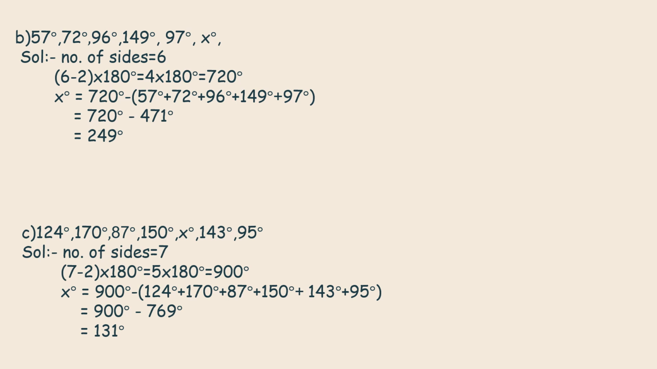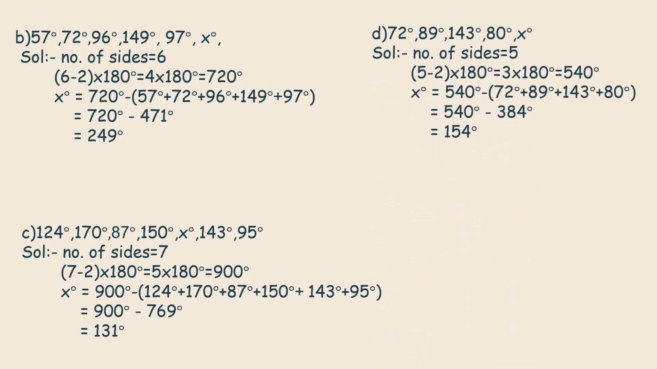Similarly, in case of C, how many angles are there? 7 angles. So hence the number of sides is 7. Do the addition properly. You may go wrong while doing the addition. Don't make those mistakes.